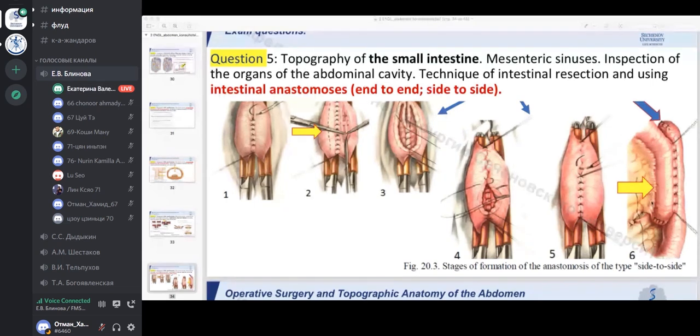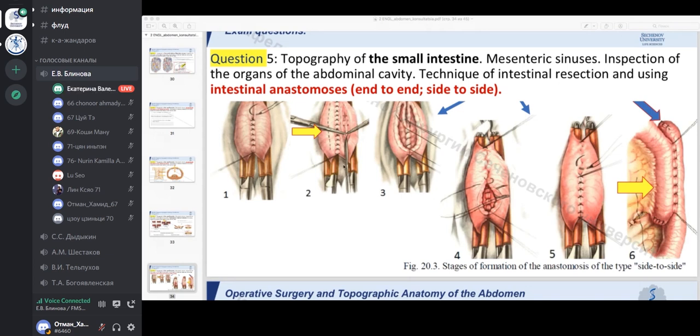Here you can see the anastomosis side by side. Firstly, you should close the free end of the proximal and distal end. Use the two row stitching. Firstly, you can use the penetrating continuous suture. For the second row, you can use the Lambert's suture.